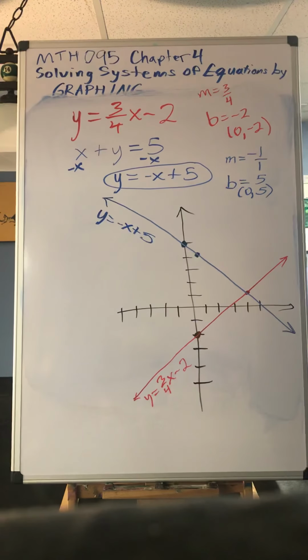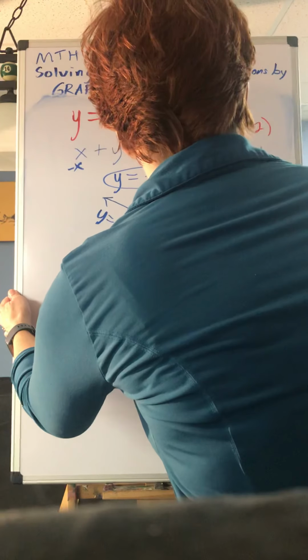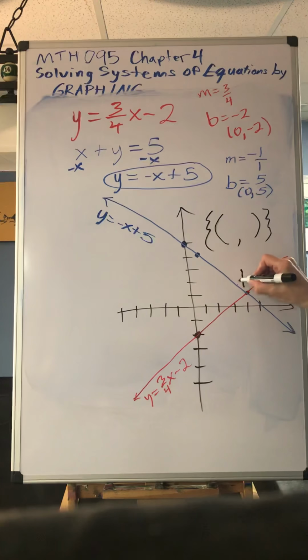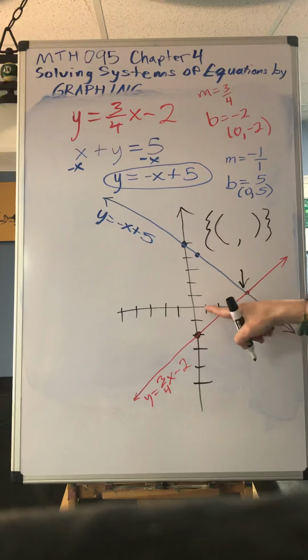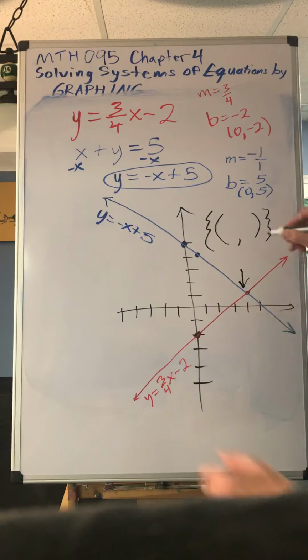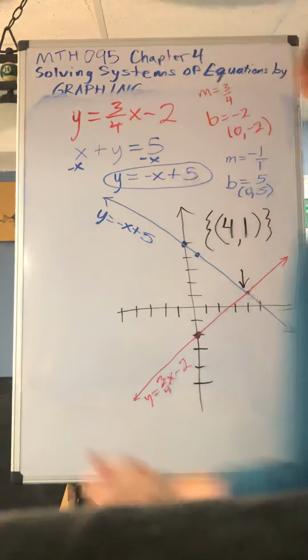Now, the last step, we need to state the solution for the system. The solution for the system is (0, b). I said that wrong. It's not (0, b). What is the solution for this system? It would be this point right here where the two lines intersect, and the coordinates of that point are 1, 2, 3, 4 for x, 1 for y. So (4, 1) is the solution.